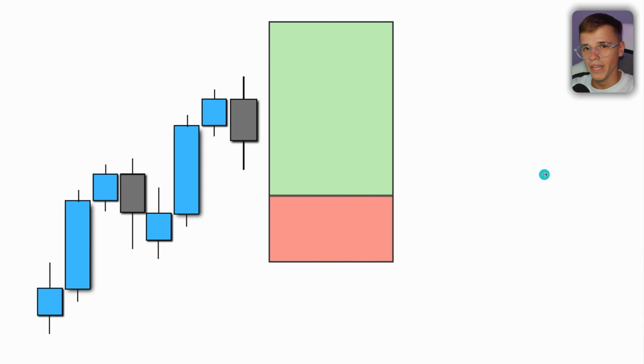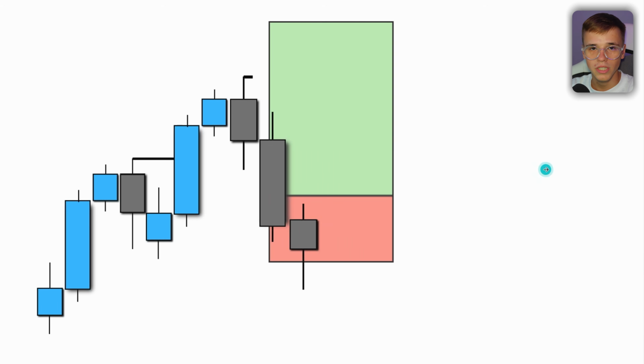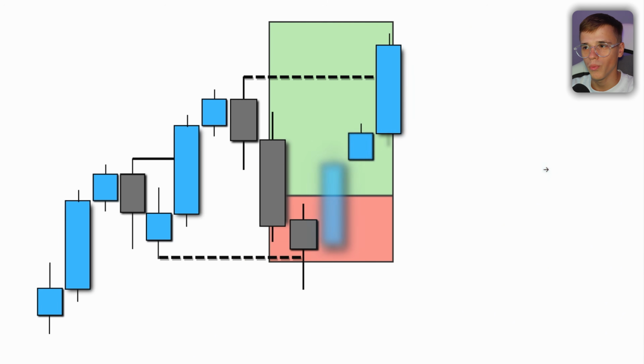I want to ask you a question. Has this ever happened to you? So you mark out your whole structure, you determine a daily bias, you do everything just right, and you find a zone that you want to buy from, you place your buy limit right here, and what happens? Price stops you out, reverses, and goes exactly where you wanted it to go.